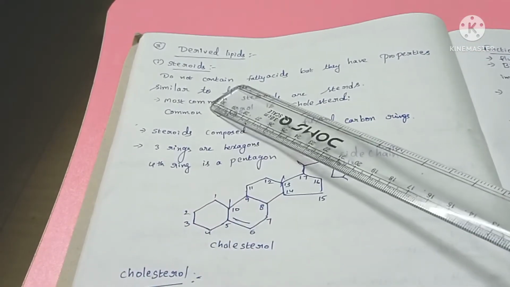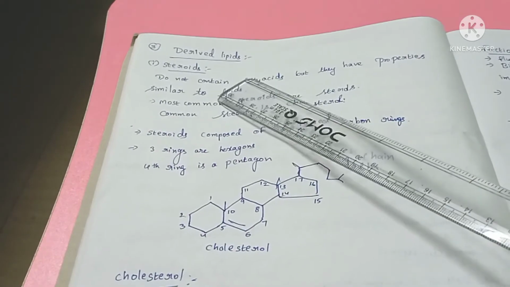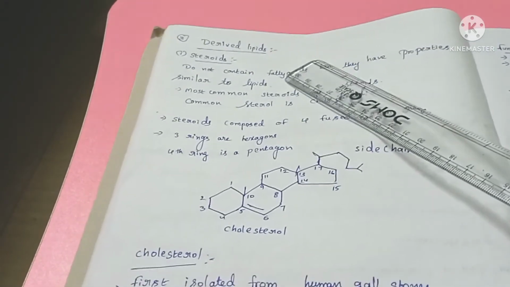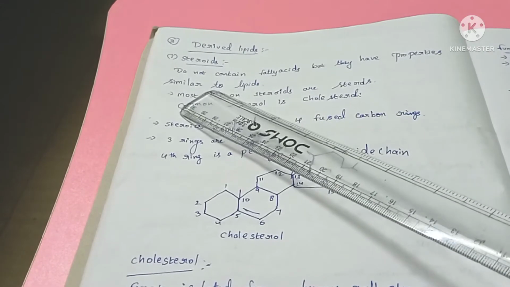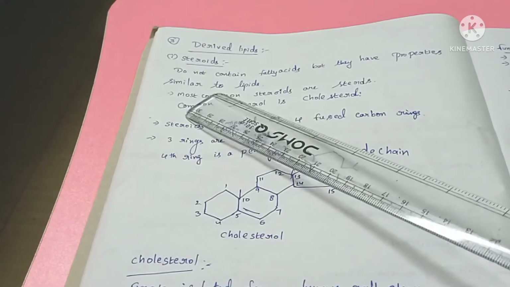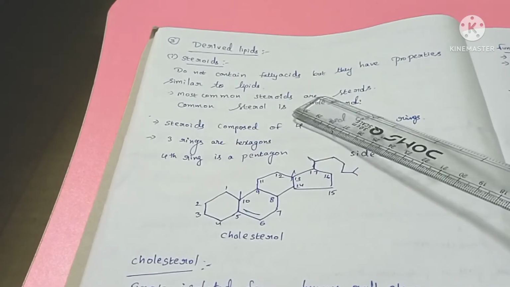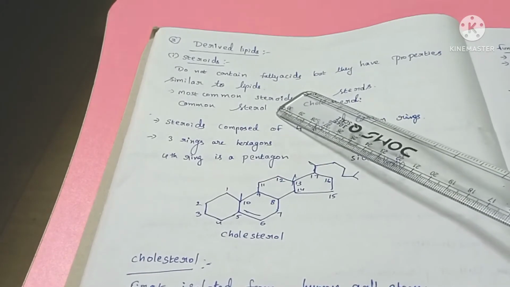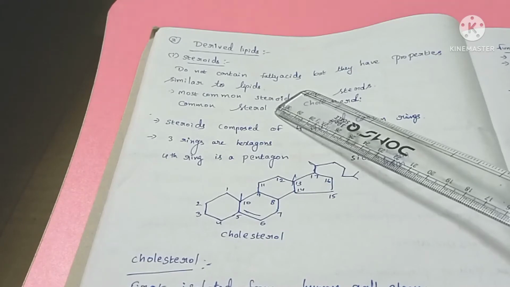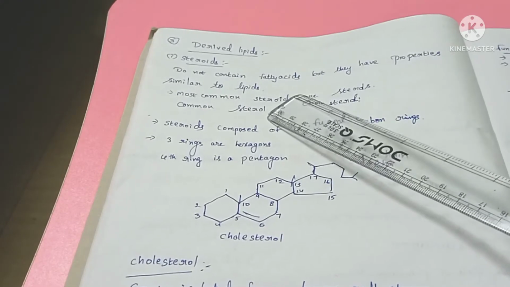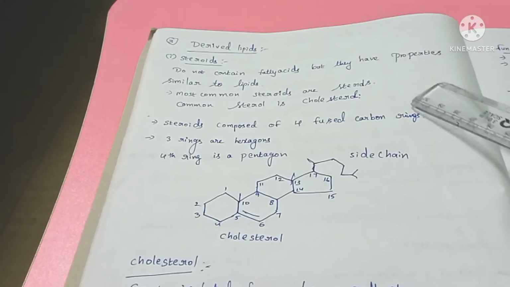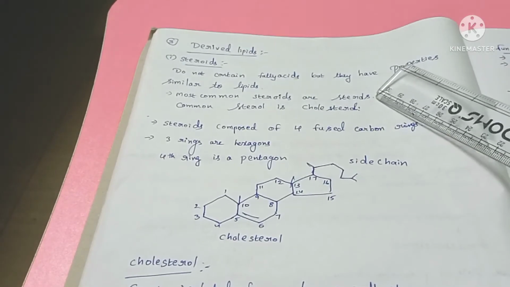And the third type of lipids is derived lipids. Steroids are included in these derived lipids. These steroids do not actually contain fatty acids, but they have the properties of lipids. So these derived lipids are not exactly fatty acids, but they contain the property of lipids. The most commonly studied steroids are the sterols.